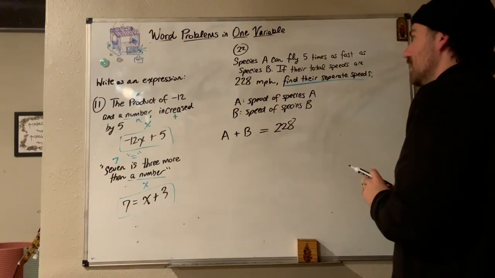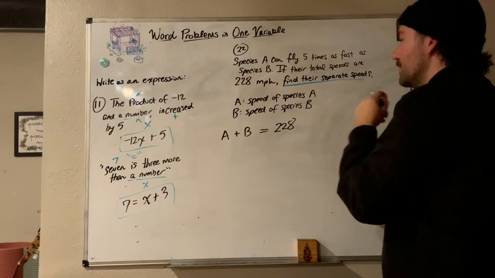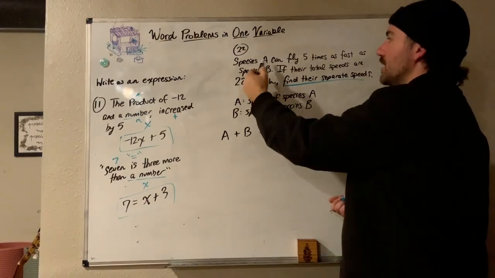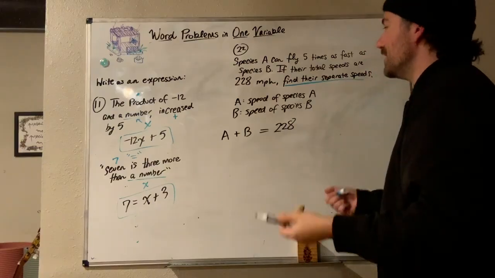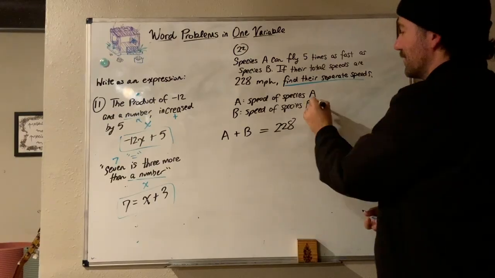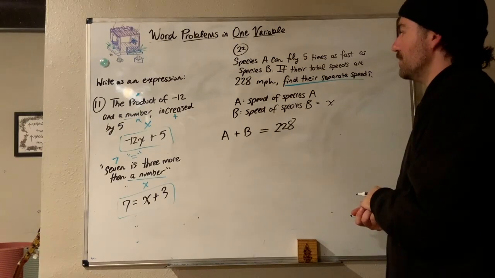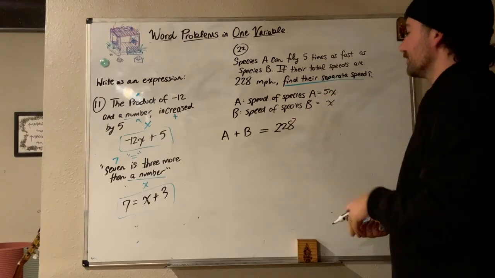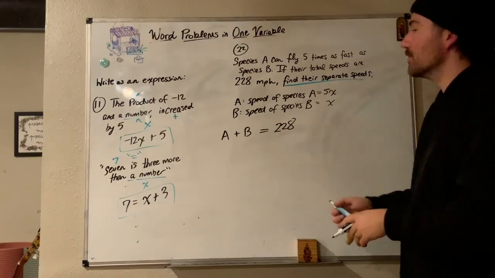And then we have this other statement: species A can fly 5 times as fast as species B. So we need to label something as X. Since we're relating A to B, let's make species B's speed, whatever that is, equal to X. And A is 5 times as fast as B, so let's say A equals 5 times X. Two little statements, defining these speeds in terms of some variable.